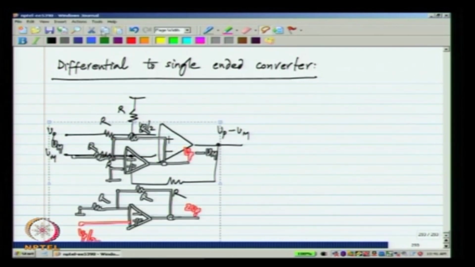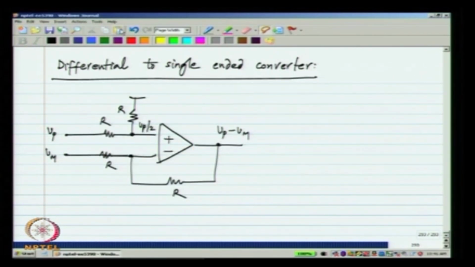Now, this is a circuit that is used very often to convert the difference voltage into a single ended voltage. So, if you have two large voltages Vp and Vm and you want to take the difference between them, you can use this circuit. And you can see that the output will be exactly equal to Vp minus Vm. So, what is the catch here?